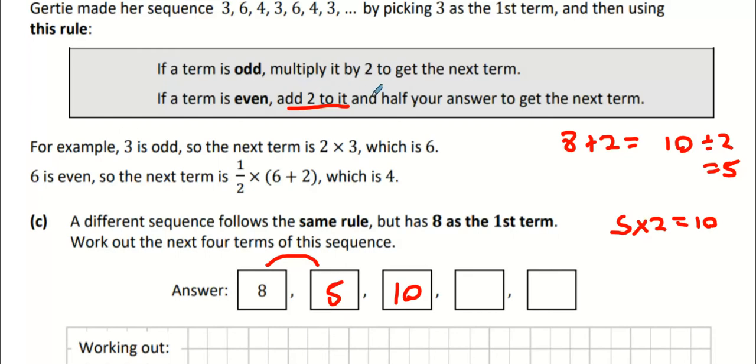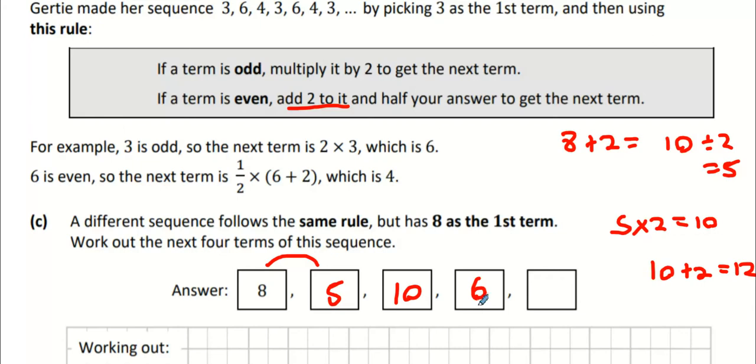So multiply by 2 to get the next term. So if your term is odd, multiply by 2. Now, if your term is even, add 2 to it, so it's going to be 10 plus 2, which is 12. Half your answer to get the next term, which would be 6.